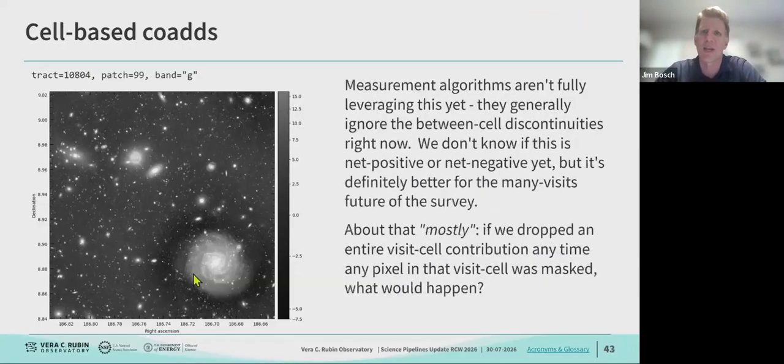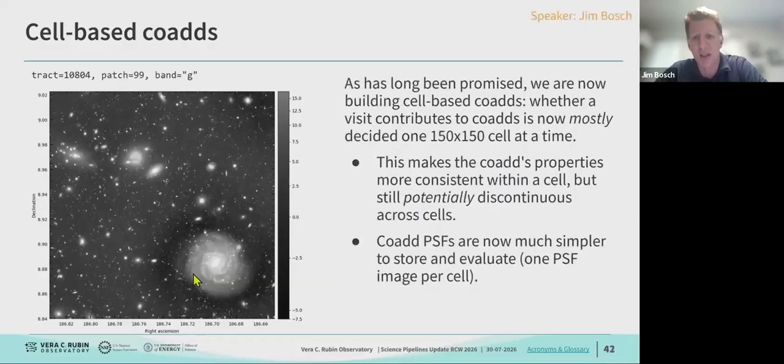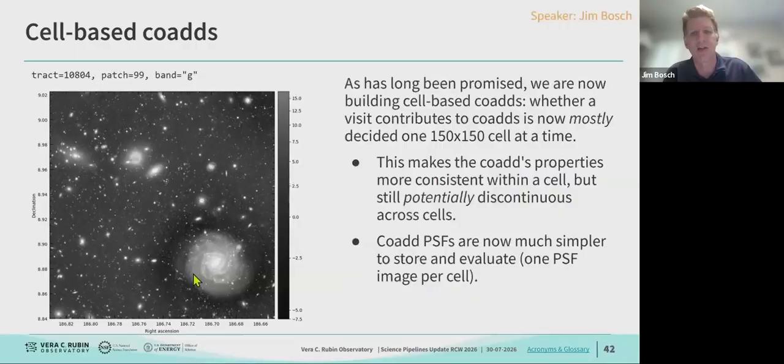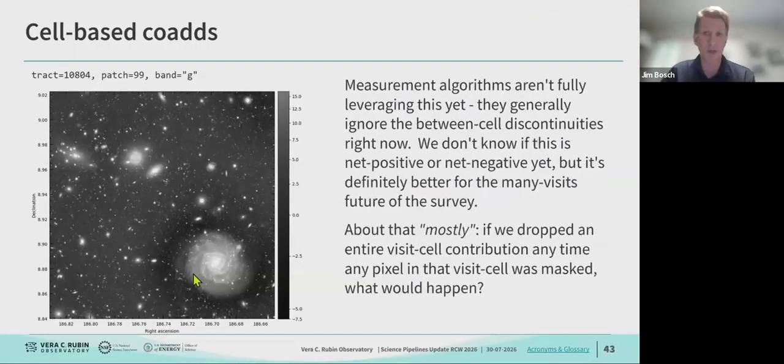And this is one of the points I want to make about cell coadds. You don't see the cell structure unless you're really looking hard for it. In this case, the only place I was able to spot it is in the core of that saturated star. You can see that what's left out is along cell boundaries in one case and not along cell boundaries in others. And so this gets back to my point about mostly.